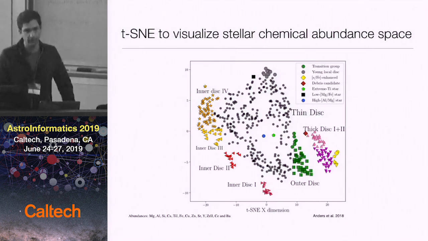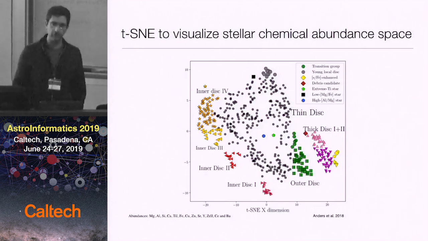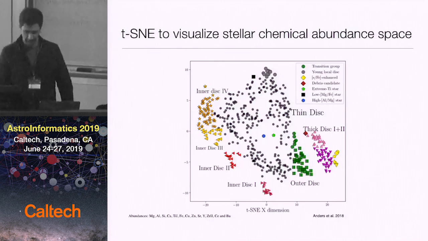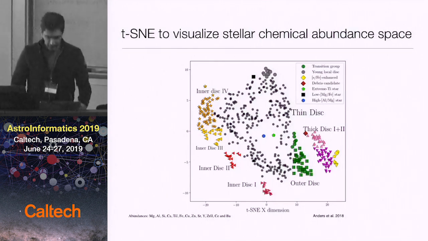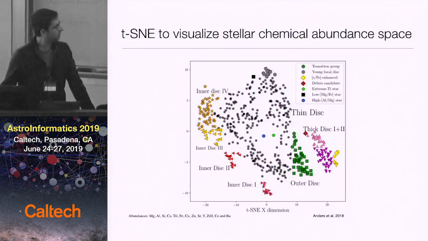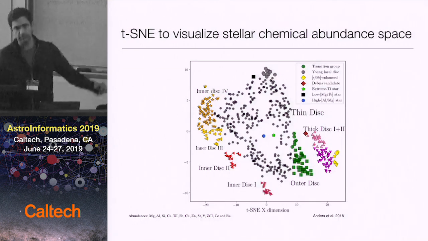So biologists have figured this out, that it's not good to perform t-SNE on very high dimension. It's better to first lower the dimension. I'll show you in a bit how we do it. This is from another survey, the HARPS GTO survey from the local solar neighborhood. And again, this is sort of shown as a visualization.